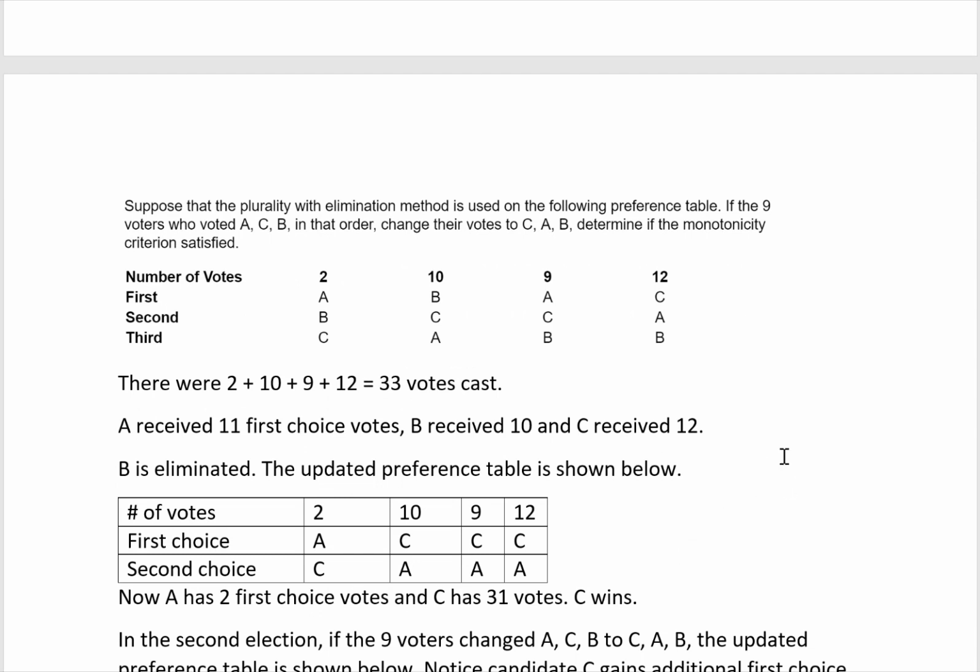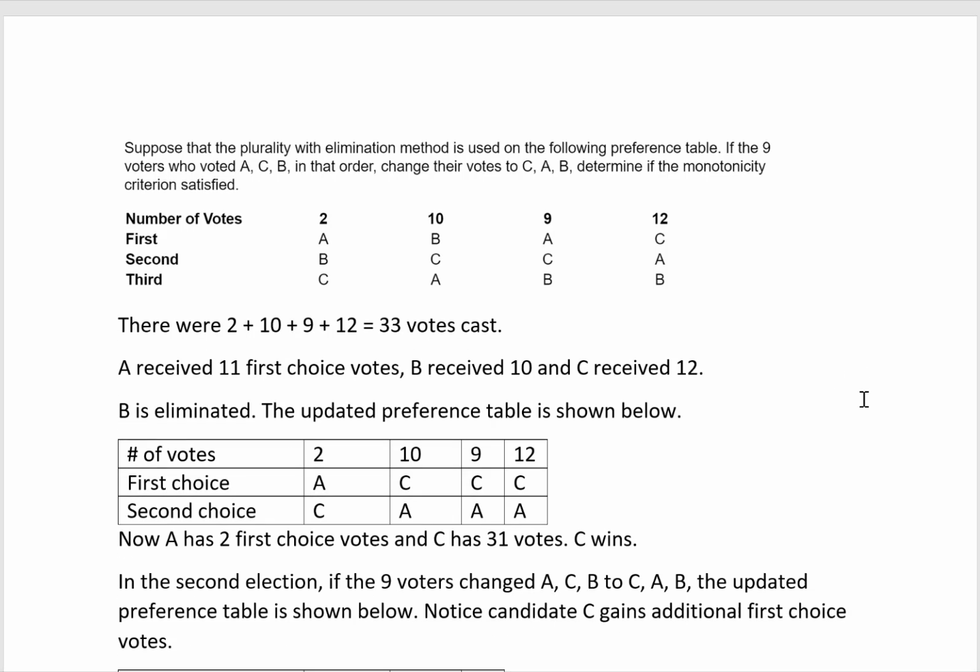Suppose plurality with elimination method is used on the following preference table. If 9 voters who voted A, C, B in that order change their votes to C, A, B, determine if the monotonicity criterion is satisfied. So there are a total of 33 votes cast, and we see that A got 11 first choice, B got 10, and C got 12. And so who are we going to eliminate in this first round? We're going to eliminate the candidate with the least votes, which is B.